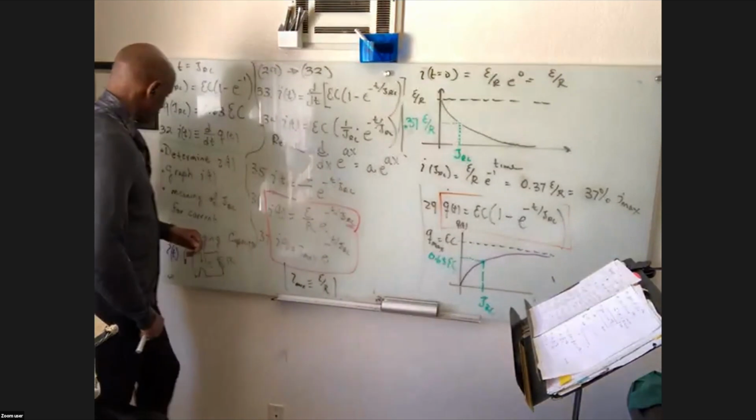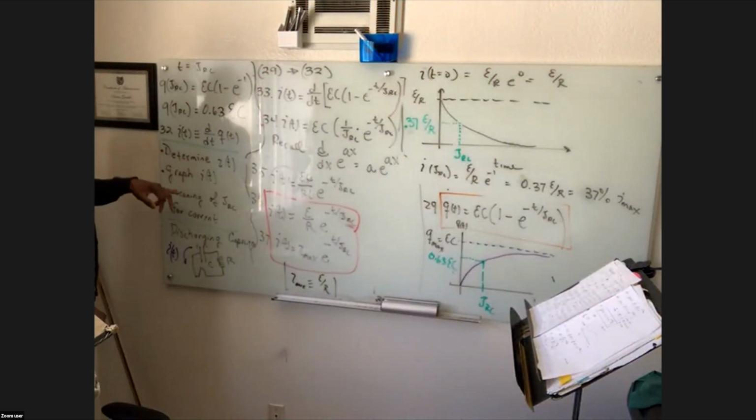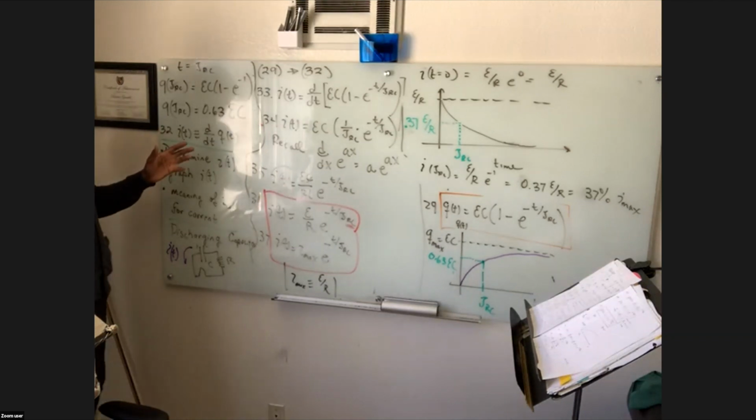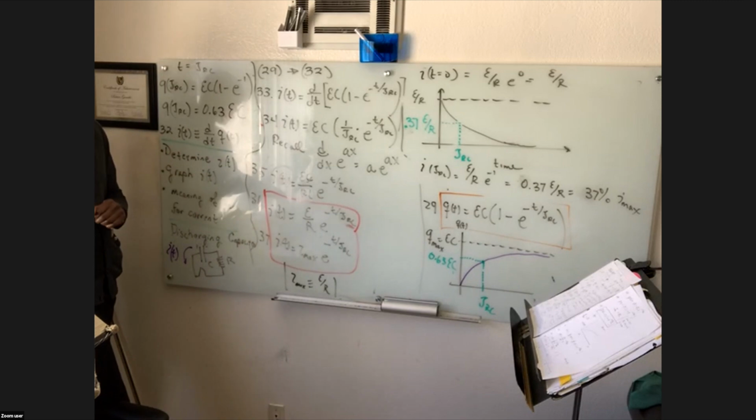All right, so we've got the current, we've got the graph, and the meaning of tau = RC for a discharging and a charging capacitor. So we have both the charge and the current for both of these.